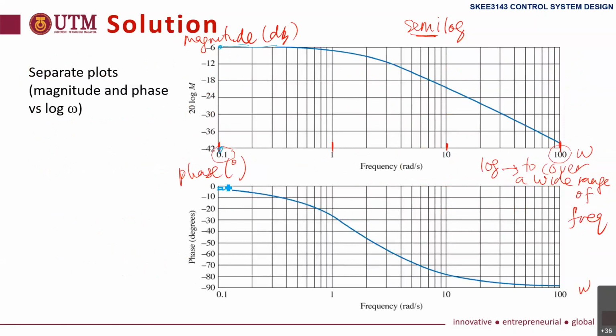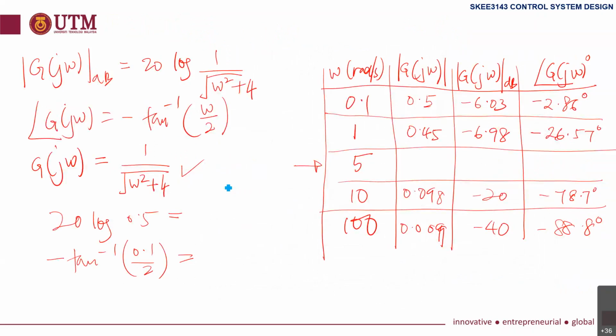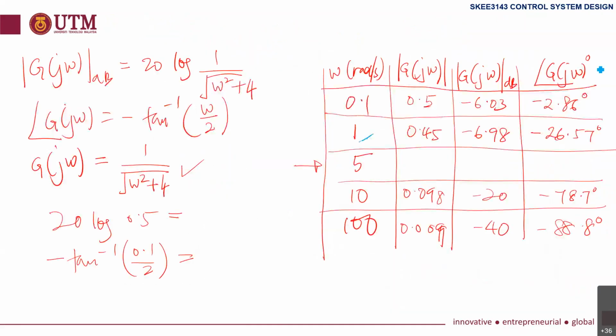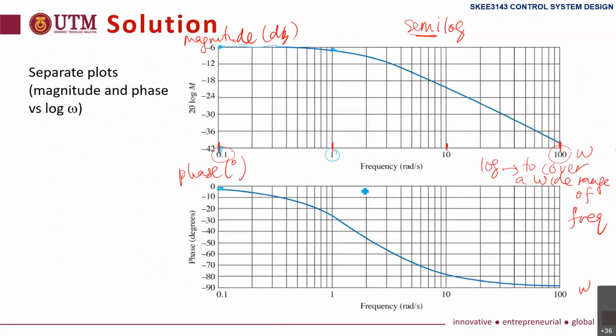Okay. At 1 radian per second, the magnitude is 0.45, minus 6.98 dB, almost 7. At 1 radian per second here, you can see it is actually about -7 dB. And the phase is -26 degrees. You can see about -26 degrees here.